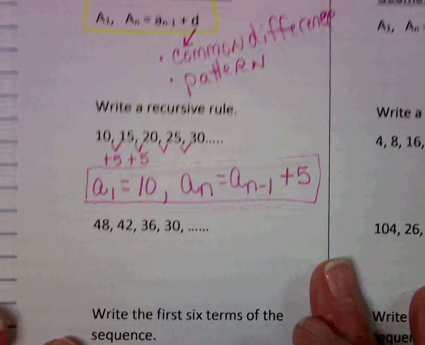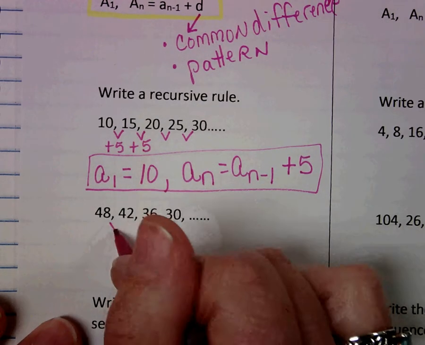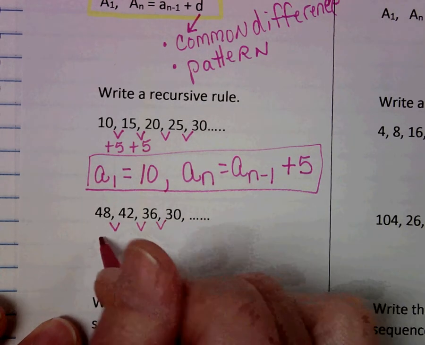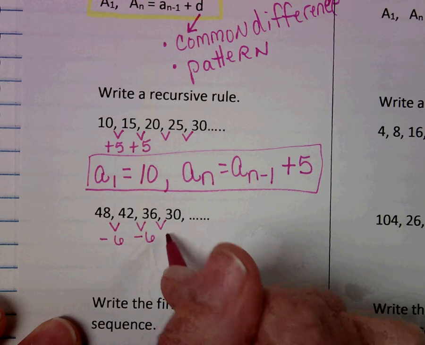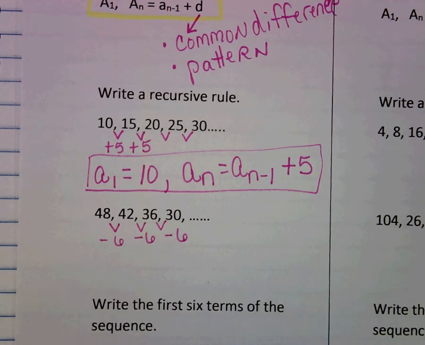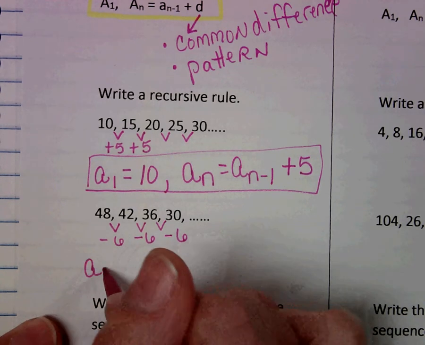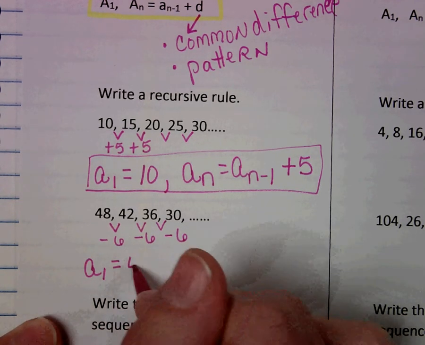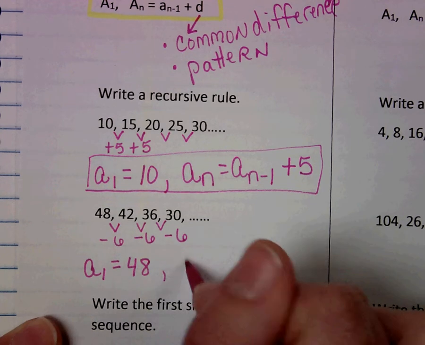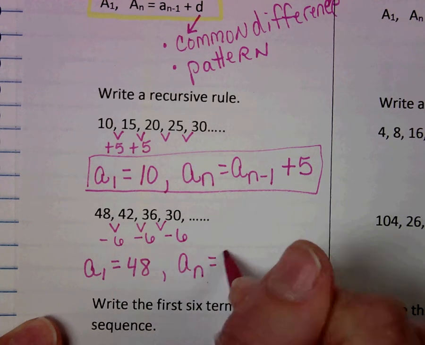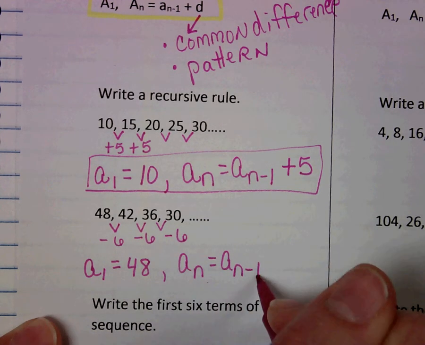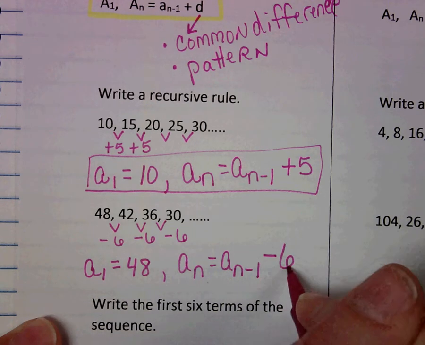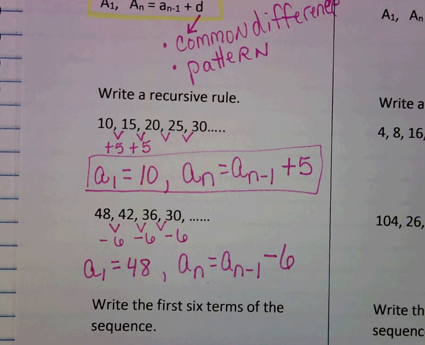Okay, and the next sequence, another example, looking at the pattern. Remember, if it's arithmetic, it's going to be an adding or subtracting pattern, so it's subtracting 6 this time. Our a sub 1, our first term, is 48. And then we write a sub n equals a sub n minus 1, and this time we would write minus 6. And that's it. Pretty simple, right?